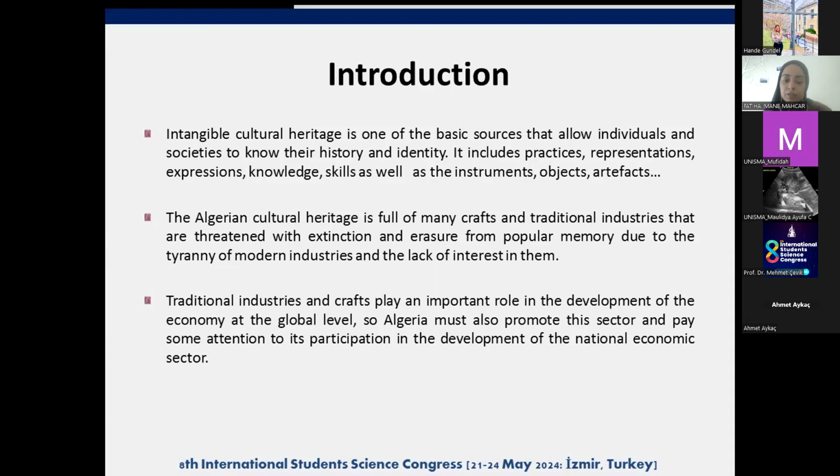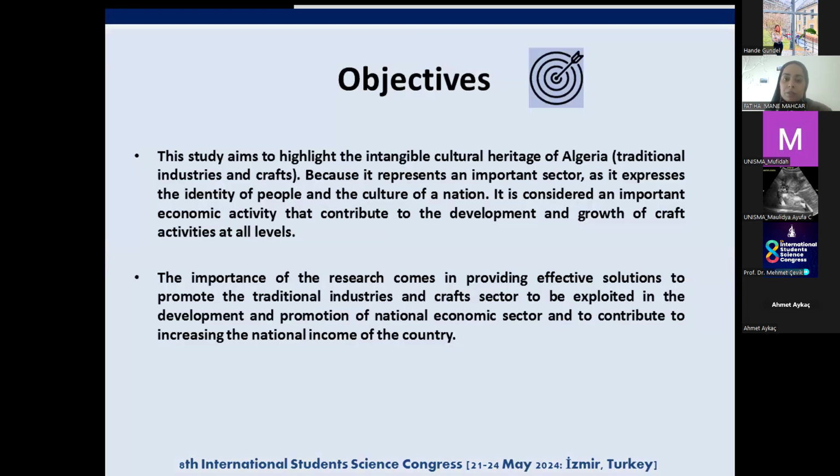Traditional industries and crafts play an important role in the development of the economy at the global level. So Algeria must also promote this sector and pay attention to its participation in the development of the national economic sector. The objective of this study is to highlight the intangible cultural heritage of Algeria, traditional industries and crafts, because it represents an important sector as it expresses the identity of people and the culture of a nation. It's considered an important economic activity that contributes to the development and growth of craft activity at all levels.